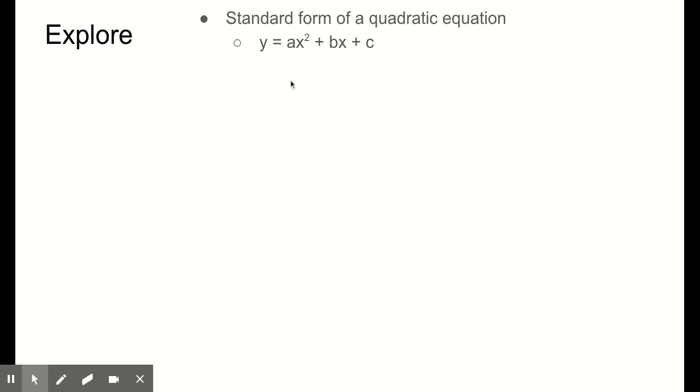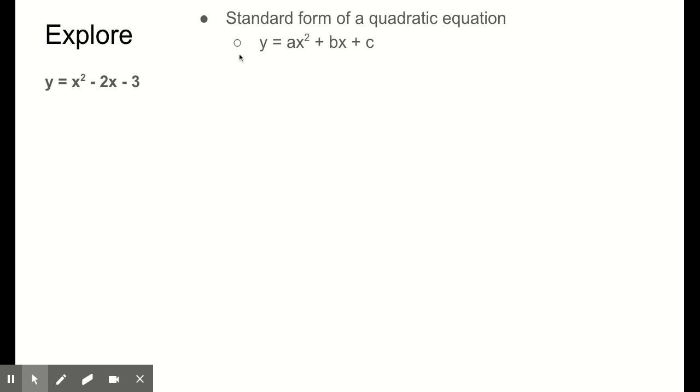Before we get to our vocabulary and our guided practice today, I do want to take a look at an explore problem, something we've seen before. So first I want to remind you that standard form of a quadratic equation is y equals ax squared plus bx plus c. So if we had the equation y equals x squared minus 2x minus 3, I want to go ahead and graph this equation.